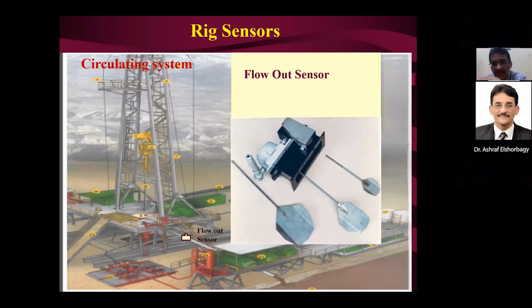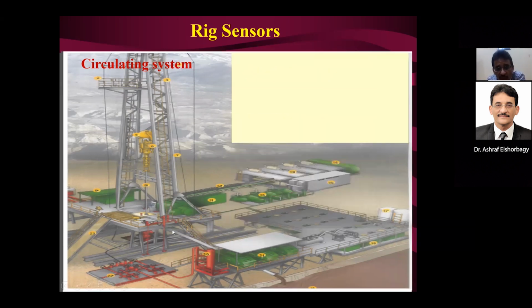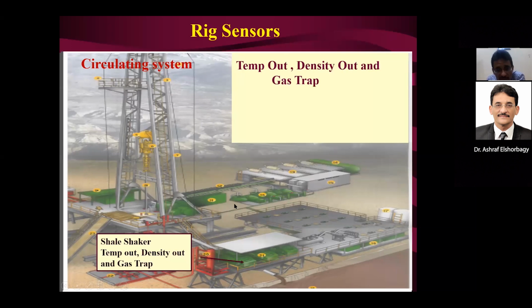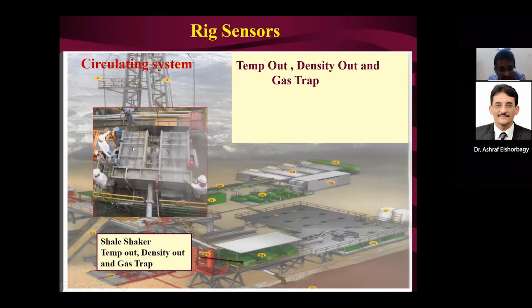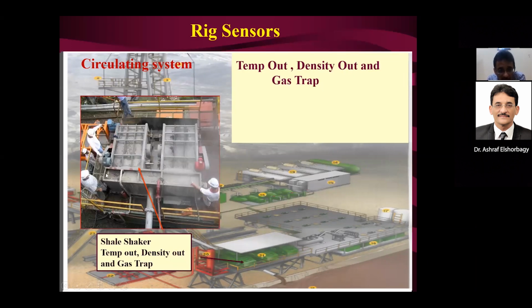If we have a decrease in the reading of the flow out sensor, maybe it is due to losses in the well. After the flow out, the mud will go directly to the shell shaker. In the shell shaker, of course, you know the shape of the shell shaker. That's the shell shaker. At the top of the shell shaker here, we have what is called the bottom belly, or the header tank, the shaker header tank.